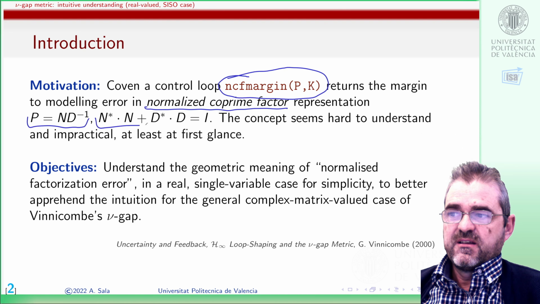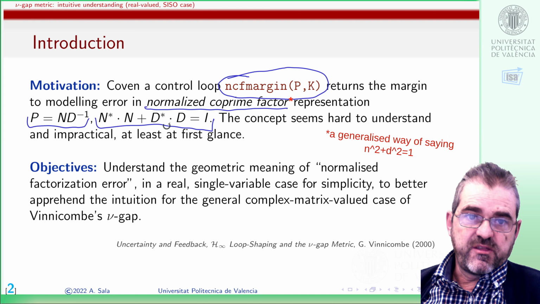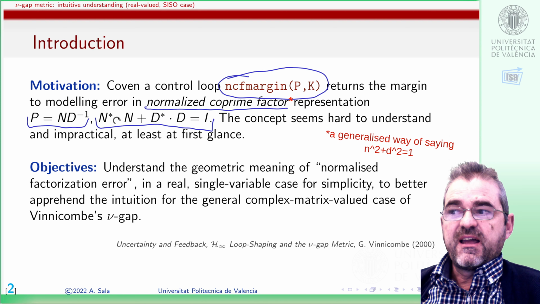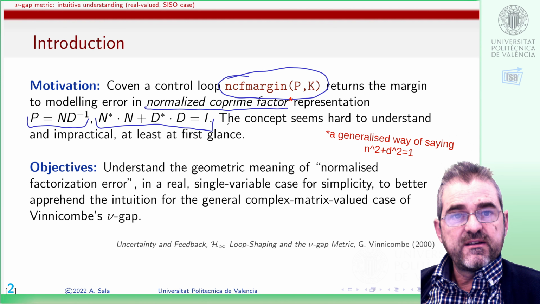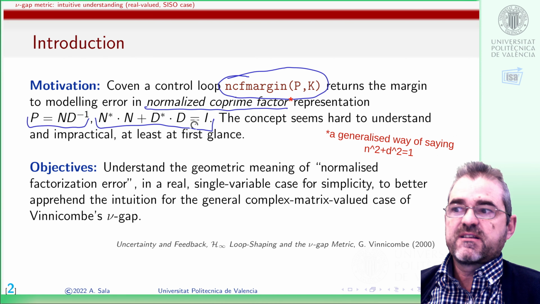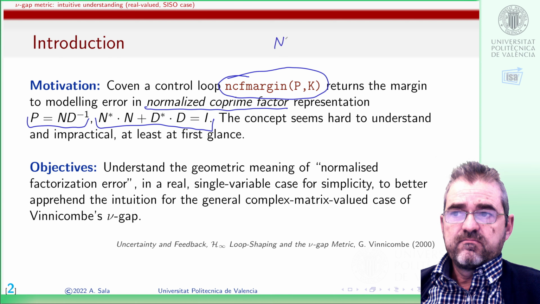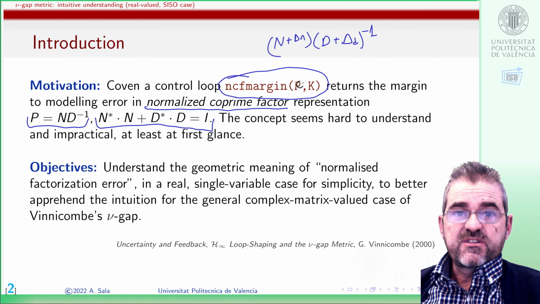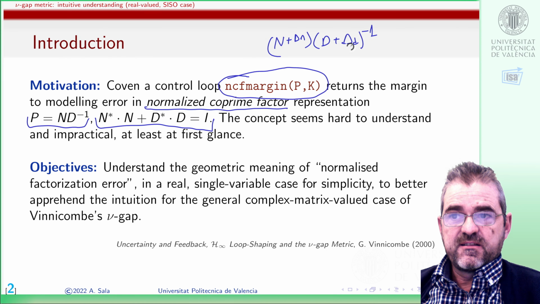So this is P, and roughly in the real case it will be that n squared plus d squared is 1. Of course, in the complex case, conjugate transposed and things like that. So this thing is the maximum size this delta n and delta d normalized can have.